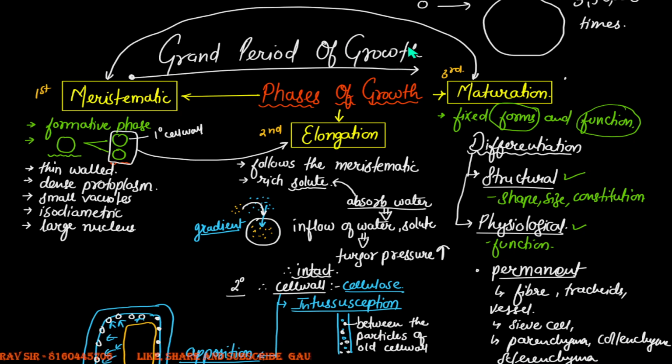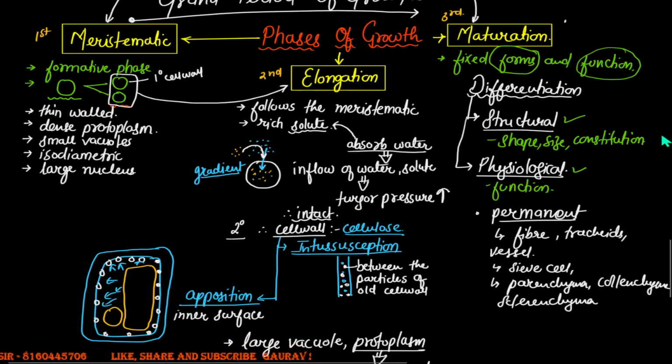So I'll just take a pause here and go through a brief recap of what we studied in this video. There are different phases of growth, starting from the meristematic, proceeding to the elongation, and lastly the maturation phase. We also talked about the fact that the meristematic phase is also referred to as the formative phase, during which new cells are formed from the meristematic cells. We discussed the features of the meristematic cells.